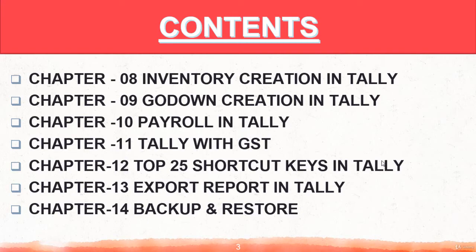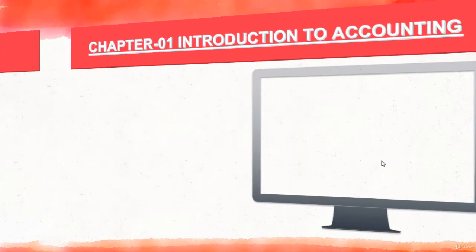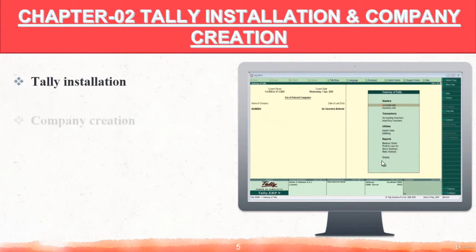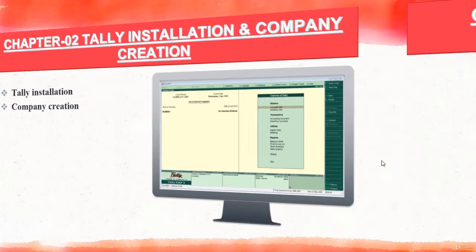The first chapter is Introduction to Accounting. Under this chapter, I'm going to cover what accounting is, the types of accounts, and the methods of the accounting entry system. In Chapter 2, I'm going to cover Tally installation and company creation: how to download Tally ERP 9, how to install Tally, and how to create a company in Tally.